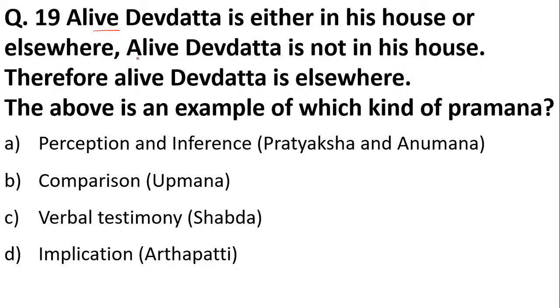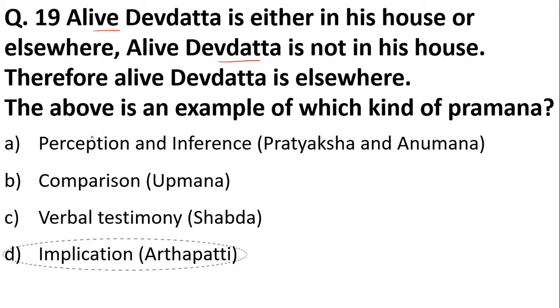Here in this example, this person is not in this house and he is alive. So if you go to this person's house, this Devdatta, and he is not there, you therefore conclude that he has gone somewhere. That is why he is not in his house. So this is an example of implication.